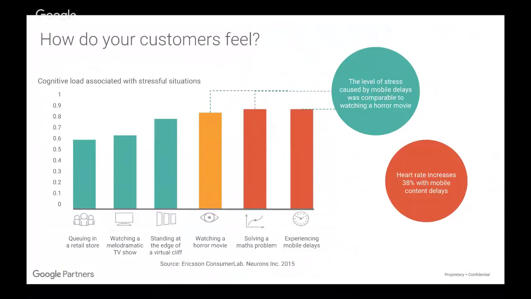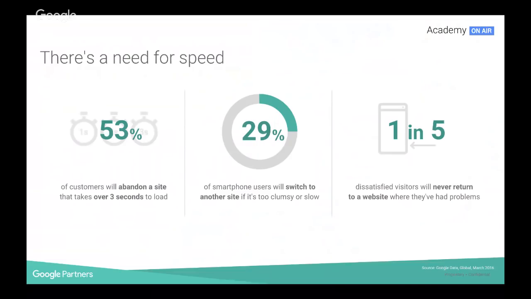Now, it is funny, but what you might want to pay specific attention to is that the heart rate for a user actually increases by 38% when they're dealing with delays on mobile content. And like I mentioned before, smartphone users tend to be a lot more finicky and less patient. So if not anything else, just make sure that you're not providing stress to your users the moment they land on your website.